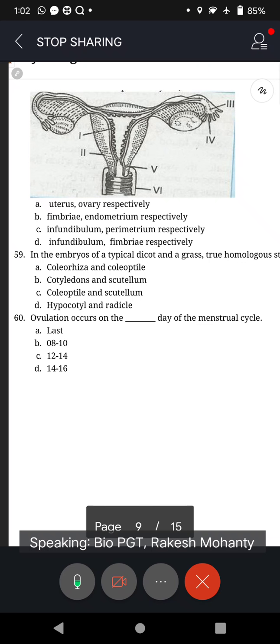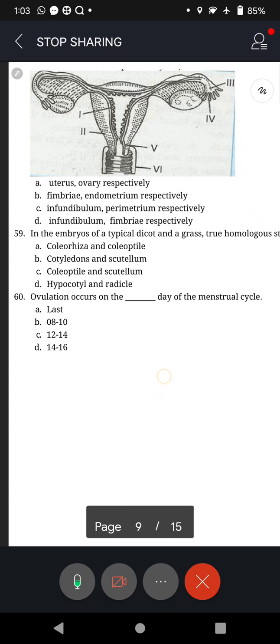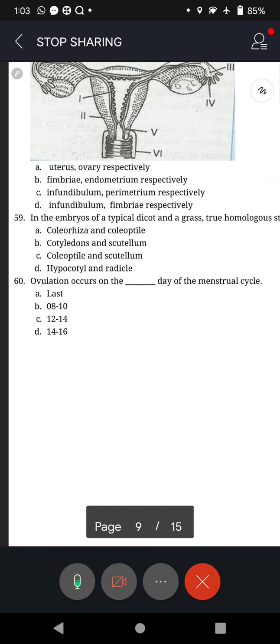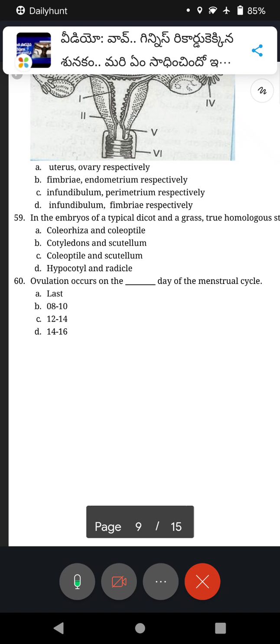Prasad, C. The early stages of embryo development are similar in dicots and monocots. So dicots have 2 cotyledons, while monocots, as the name says, grasses, have 1 cotyledon, and that is called scutellum. So the answer has to be cotyledons and scutellum, because in the initial stages, both in dicot and monocot, grass is monocot. Okay, Prasad? So the answer has to be B, cotyledons and scutellum.